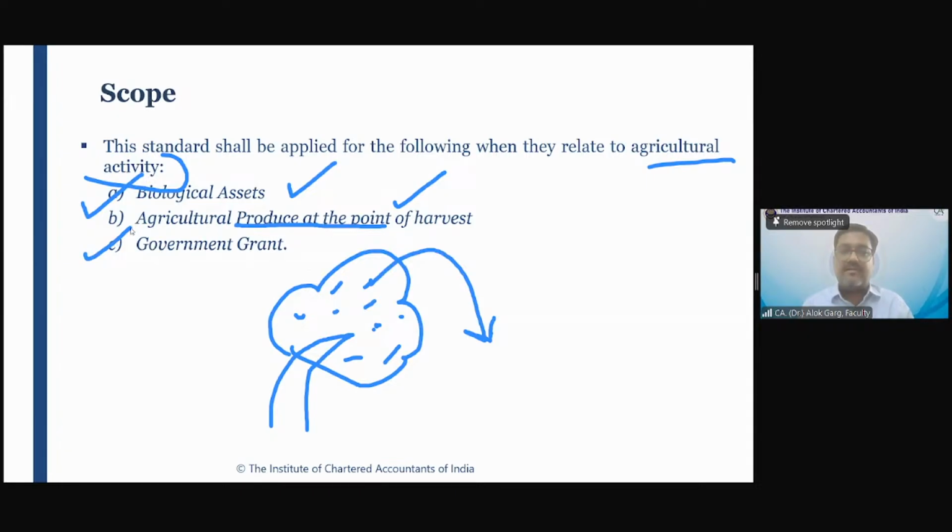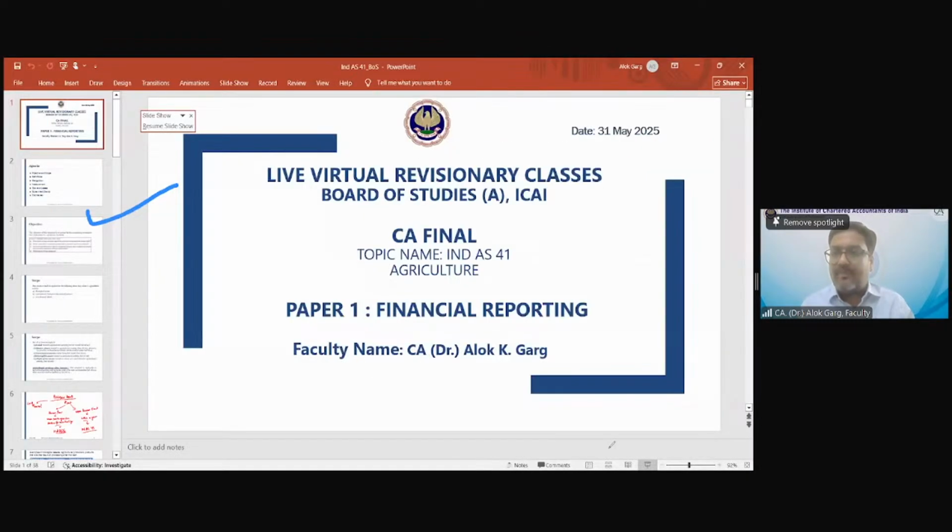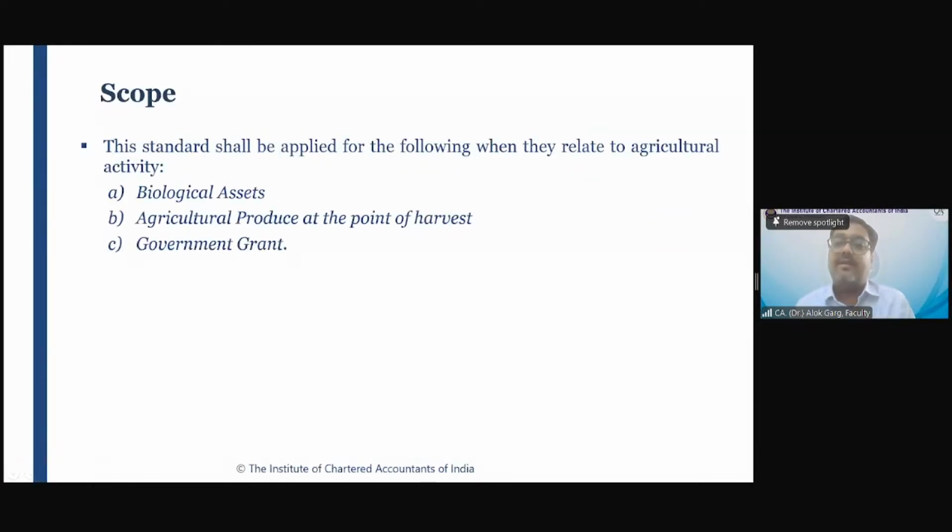Biological asset when it is related to... So biological asset when it is related to what? When it is related to agricultural activity. For example, the cows and buffaloes are used for agricultural activity when they are used for milking, right? But if the cows are used for, let's say, transportation of goods and services, it is not covered under Ind AS 41.